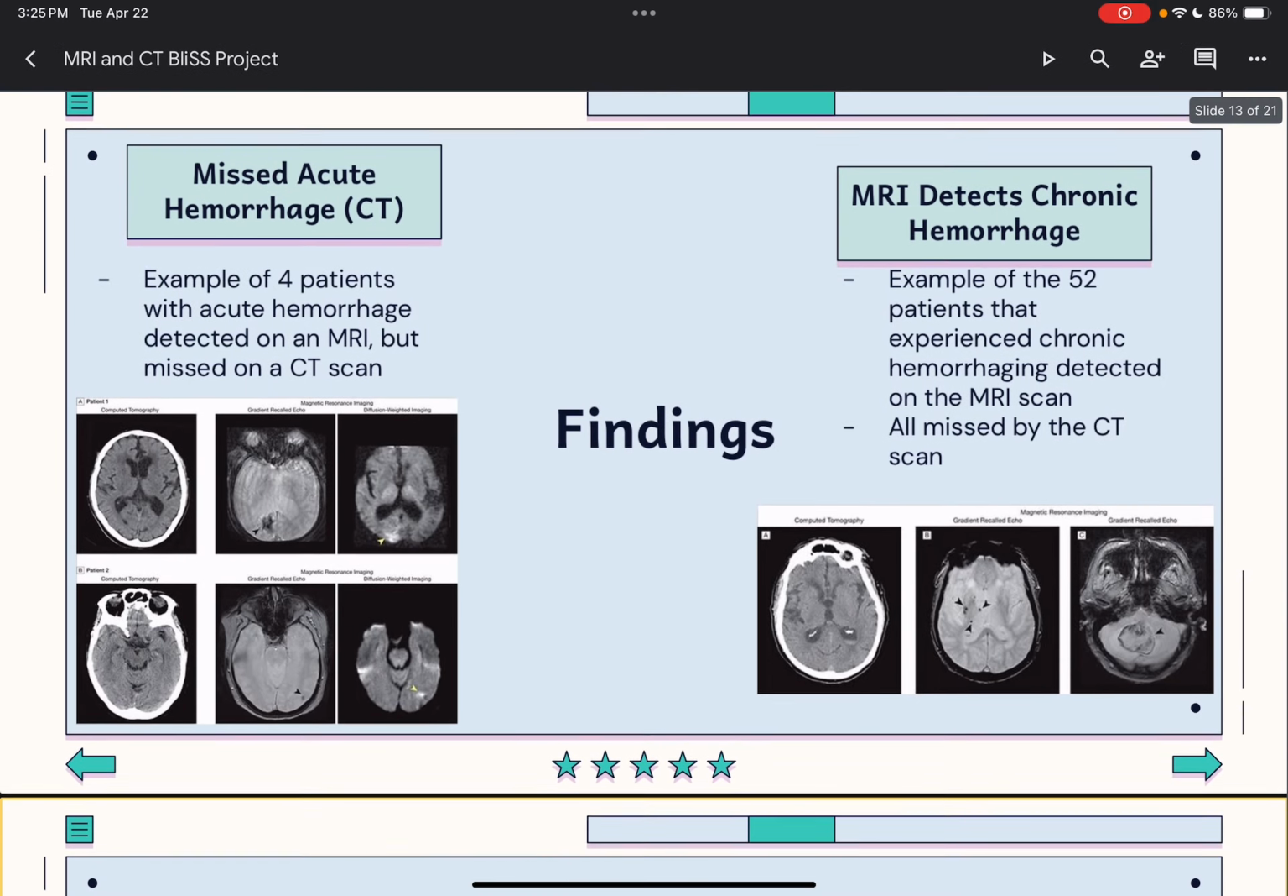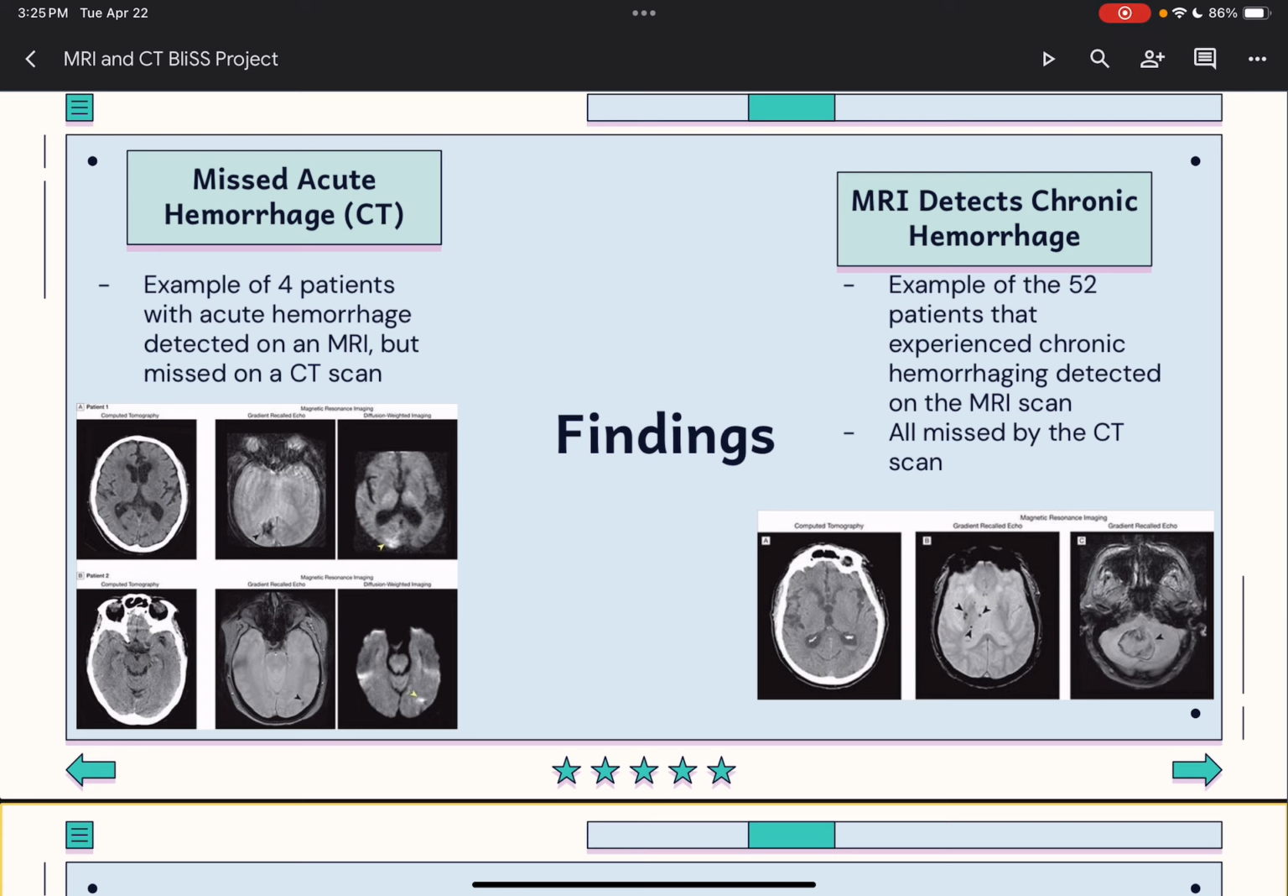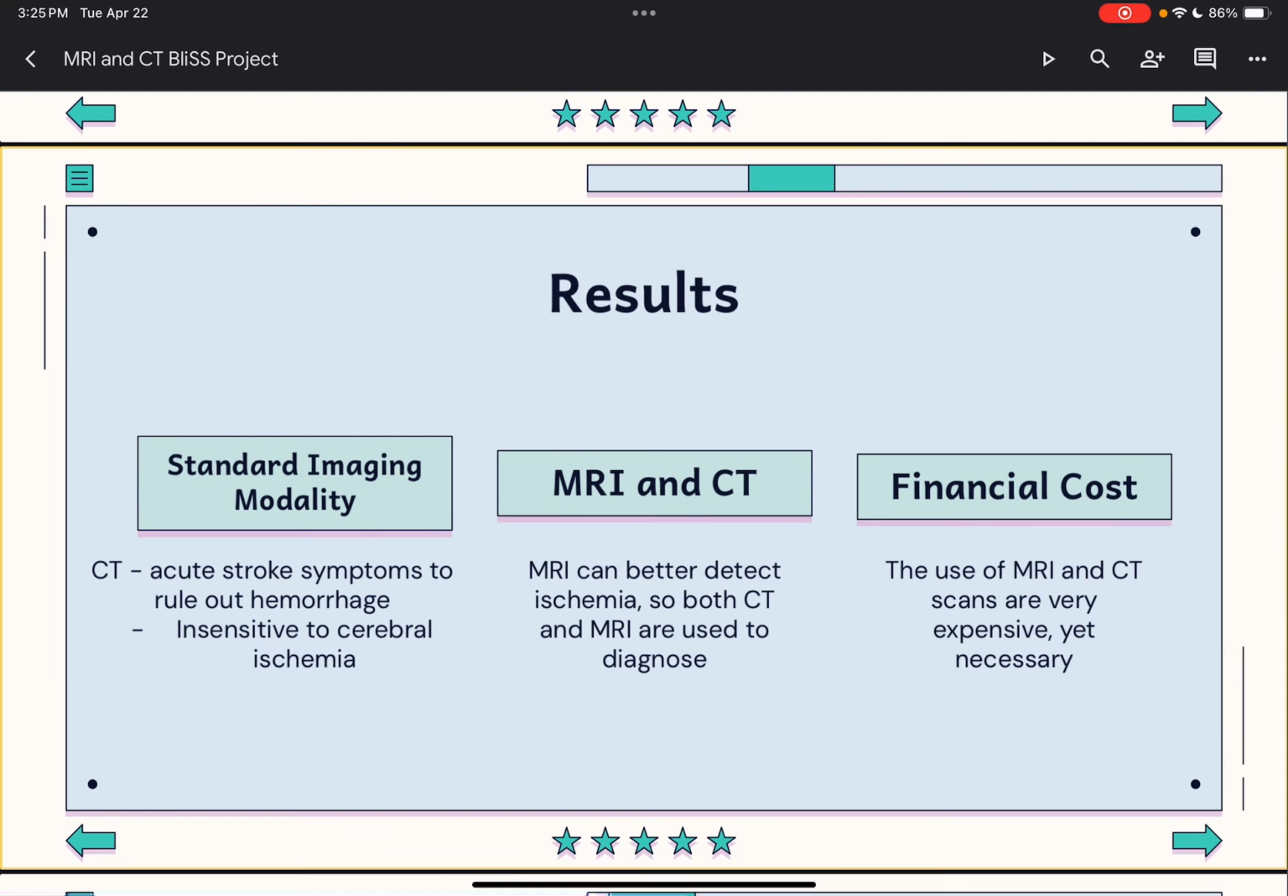In summary, these were the important findings. There were 4 patients with acute hemorrhage that were detected on the MRI scan but missed on the CT scan. And then there were 52 patients that actually had chronic hemorrhaging that were all missed by the CT scan. So a CT scan is really good for acute stroke symptoms to rule out hemorrhaging, although it's not the best for cerebral ischemia, which is cell death. MRIs can detect both, but can be very difficult on patients' bodies, especially if they're elderly or have pre-existing health conditions. So the use of MRI and CT scans is going to be expensive, yet necessary when creating the best treatment plan.